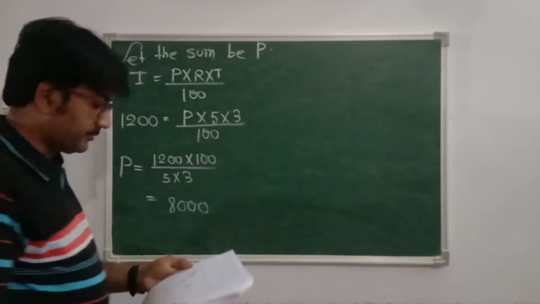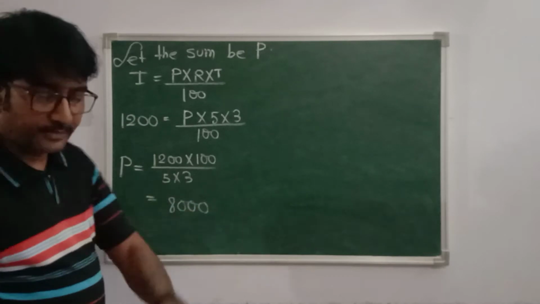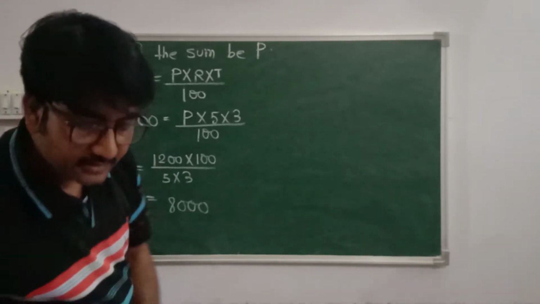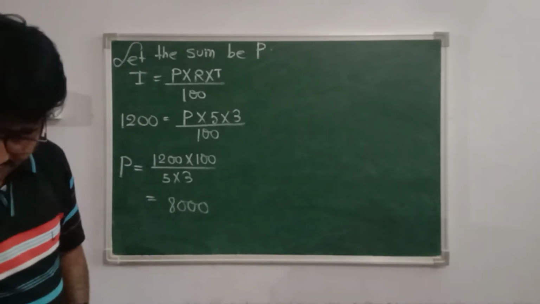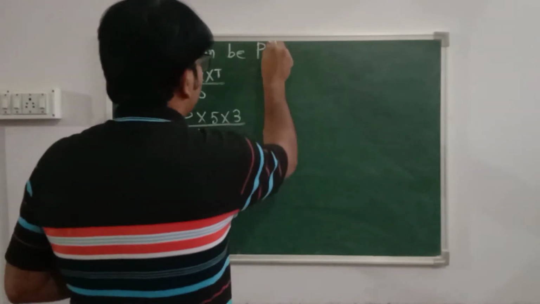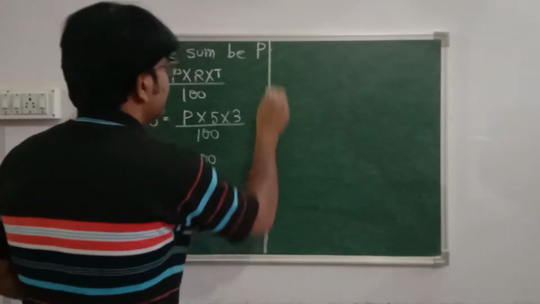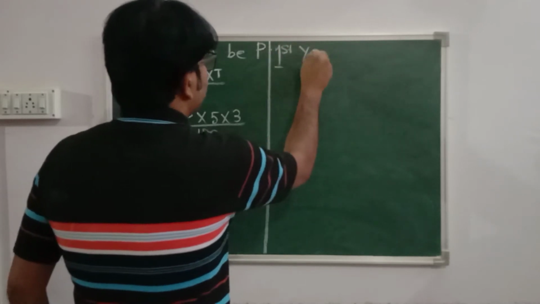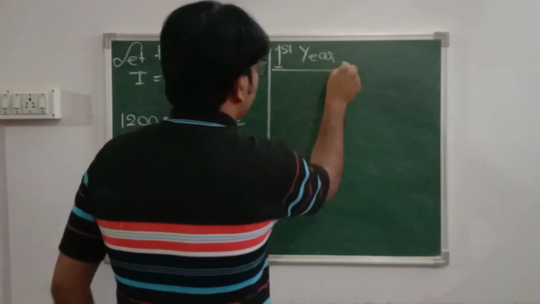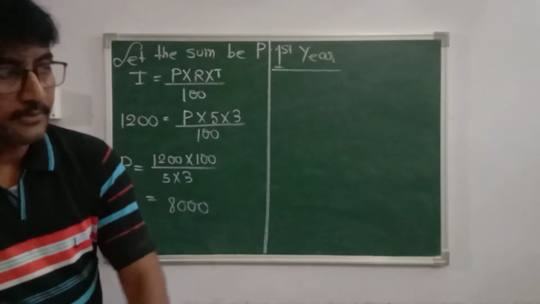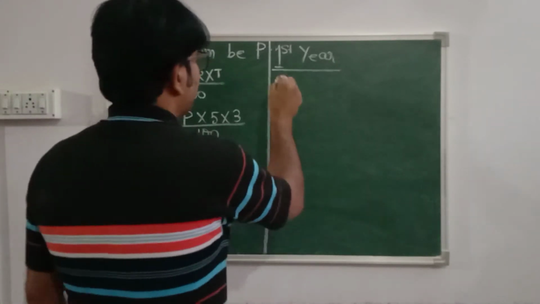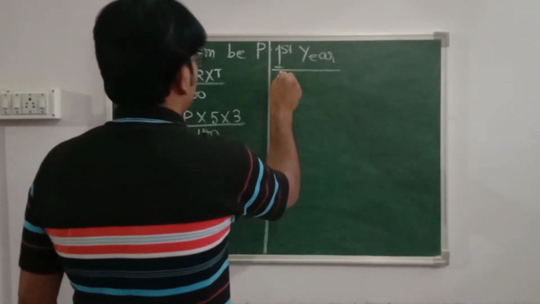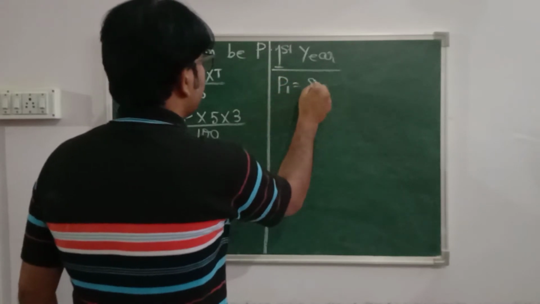So after this, we have to calculate the compound interest and the amount due after 3 years. So let's start with this sum. So first year, same procedure, same method all together. In every question you are following the same method. So first you note down the P1, the principal, as 8000.